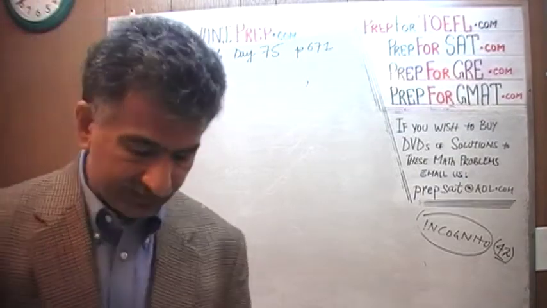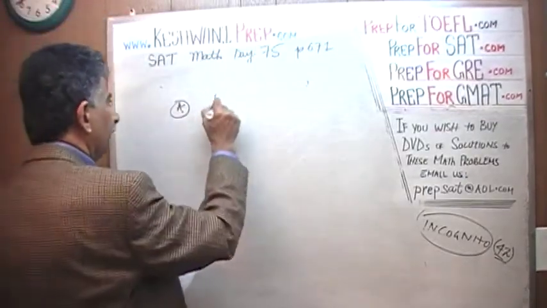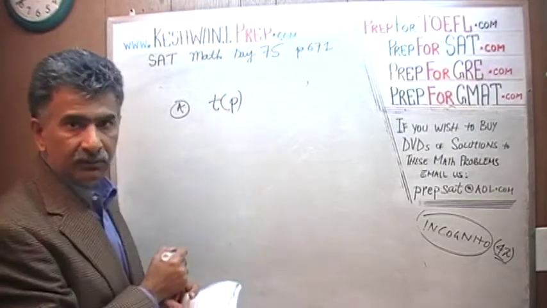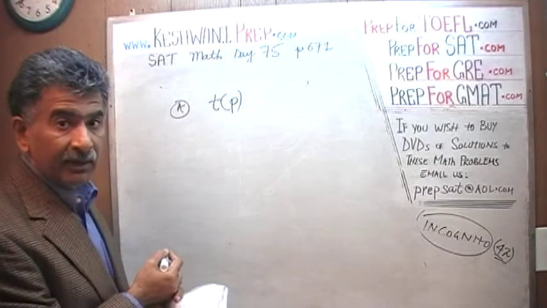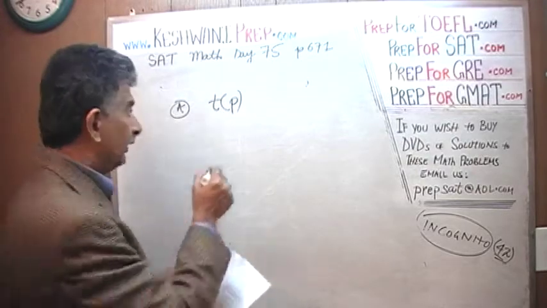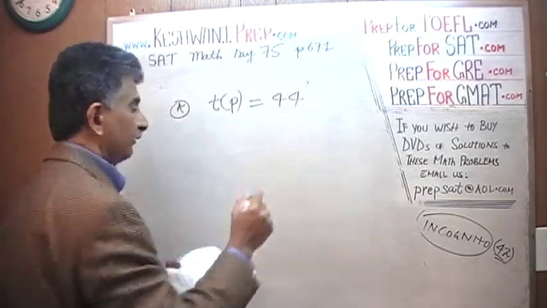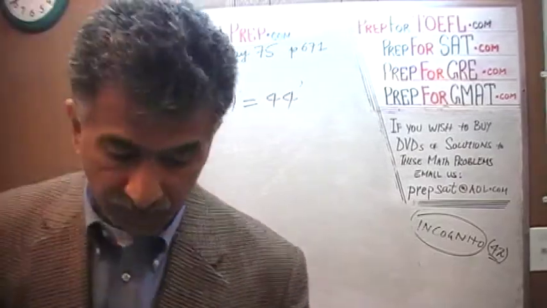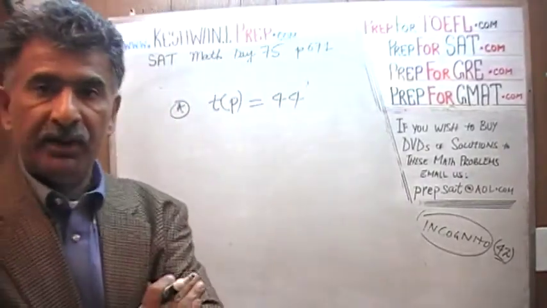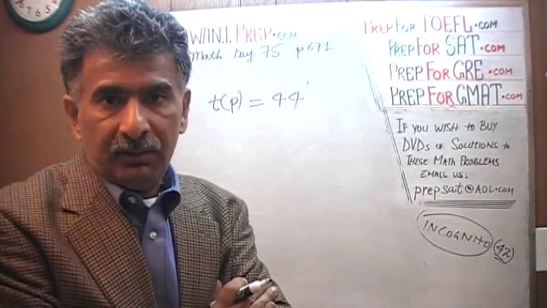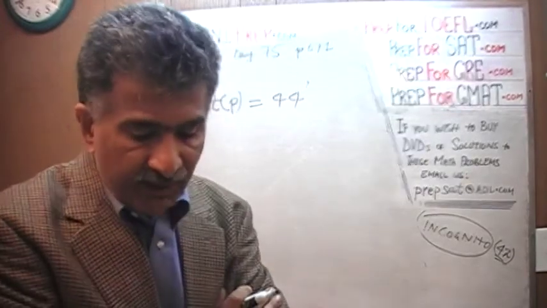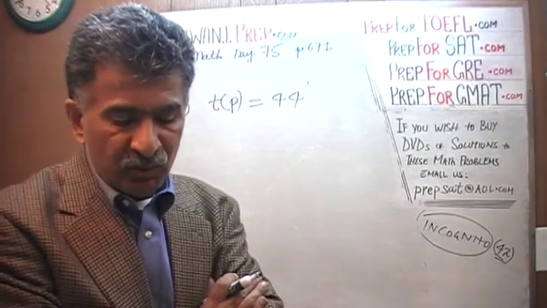Now what it says in A is this. It says the amount of time it takes to finish the puzzle. It claims that it depends on how many times you practice, but in reality, it's just 44 seconds. It's just going to take you about 44 seconds, regardless of how many times you practice ahead of time. Why? Because if you look at the scatter plot, it shows no pattern.